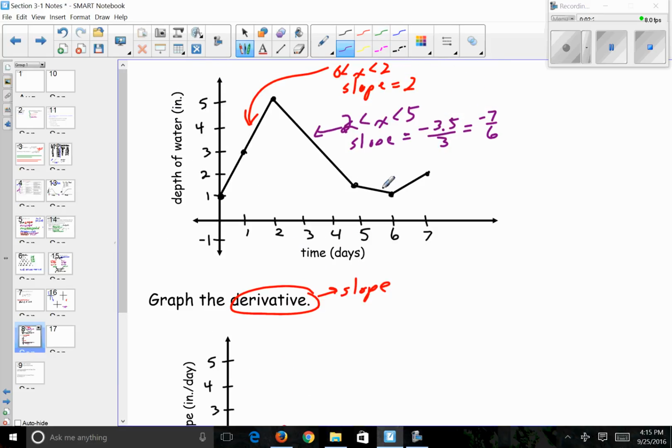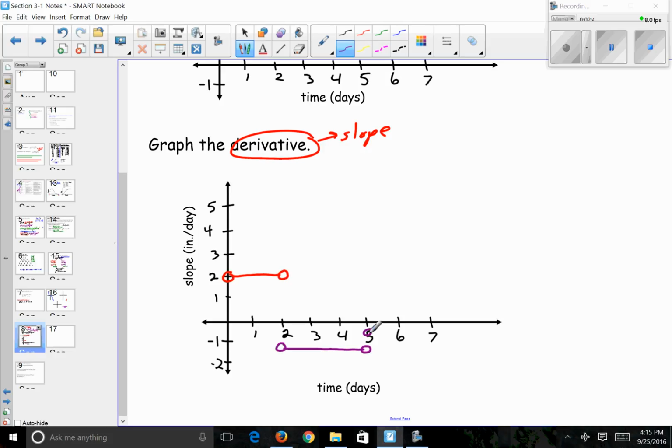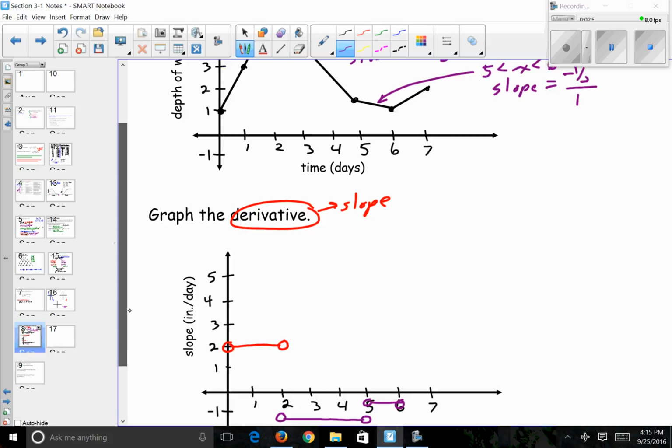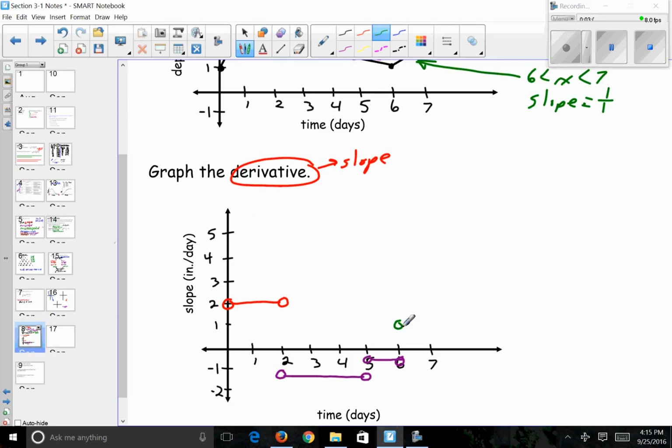For our next piece here, from 5 to 6, while our slope is still negative, we went down 0.5, right 1, so the slope would be negative 0.5. And then finally, from 6 to 7, our slope, we go up 1, right 1, so we have a slope of 1. And what we now have is a graph of the slope.